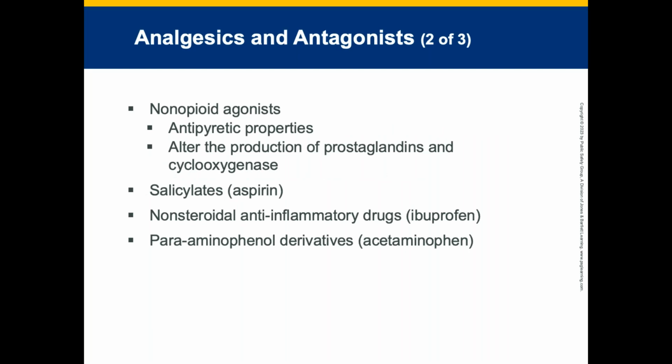So non-opioid agonists may have antipyretic properties, which can reduce fever. All of them alter production of the prostaglandins and cyclooxygenase, which is COX. There are 3 forms, right? One of them being aspirin, which targets the COX-1 enzymes to reduce platelet aggregation. Aspirin will also be antipyretic, or it also could be a platelet aggregation inhibitor. It makes platelets less sticky in the system.